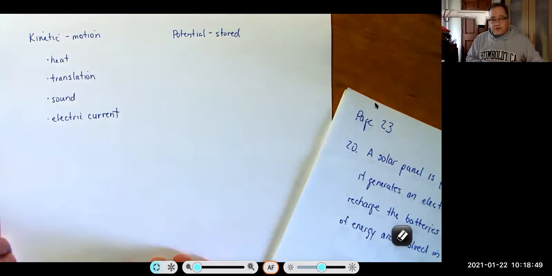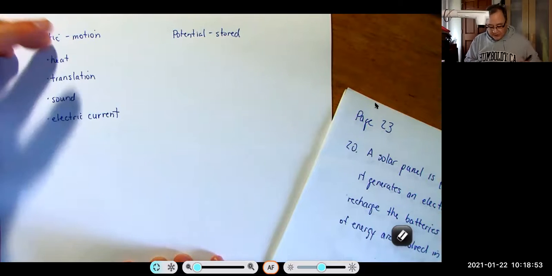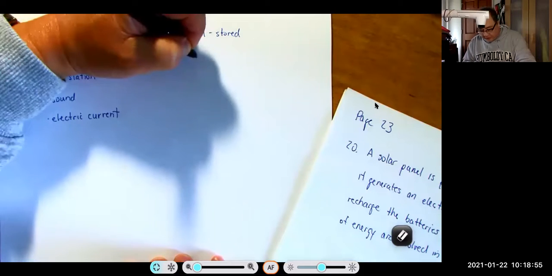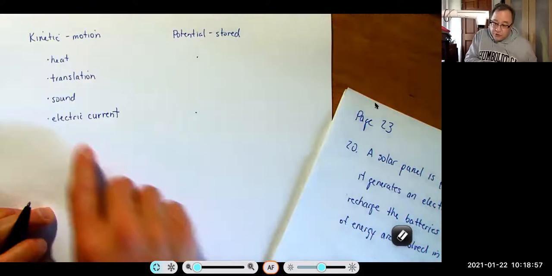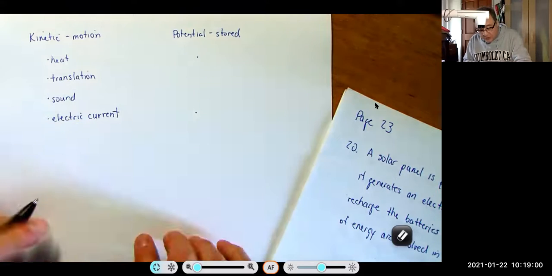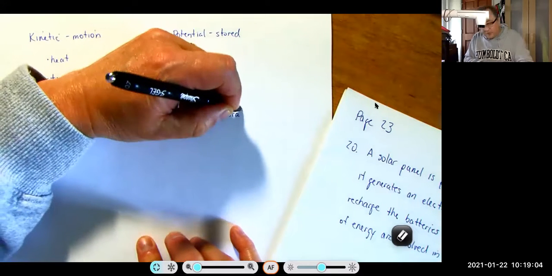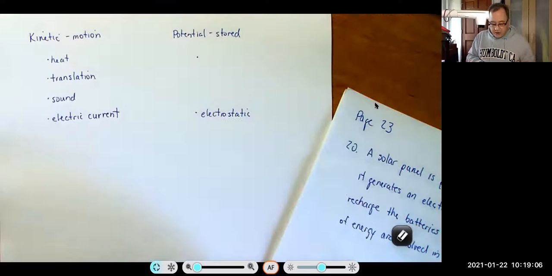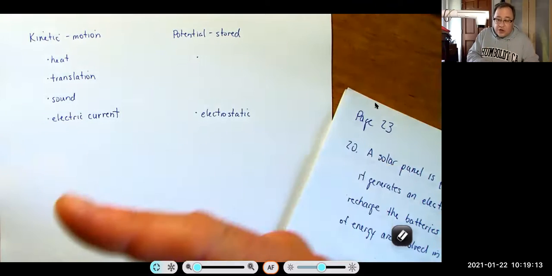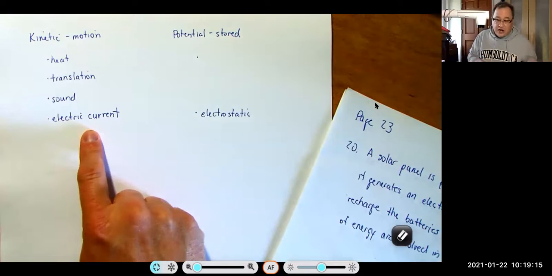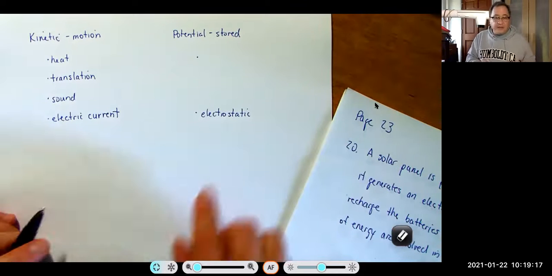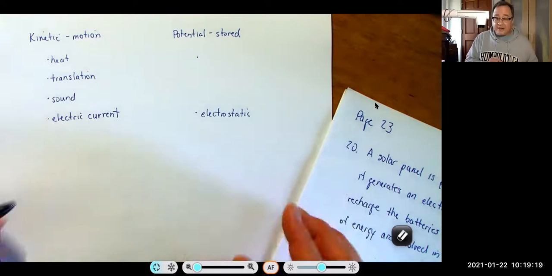Okay, so those are the 4 types of kinetic motion or kinetic energy, which is motion energy. For potential, there is a counter to electric current, and that's called electrostatic. So this would be like static electricity, where you know that there's potential energy there. And if you get too close to something, the electric current can flow and you get shocked. That's an example of a potential energy turning into a kinetic energy.